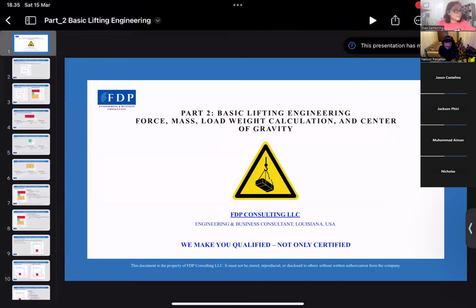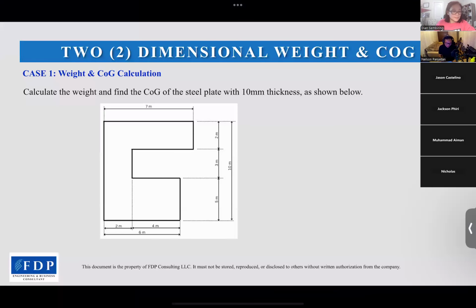Two-dimensional weight and COG. The first one we have cleared with the one-line system. Then we continue with the two-dimensional weight and COG. So let's continue with case one.